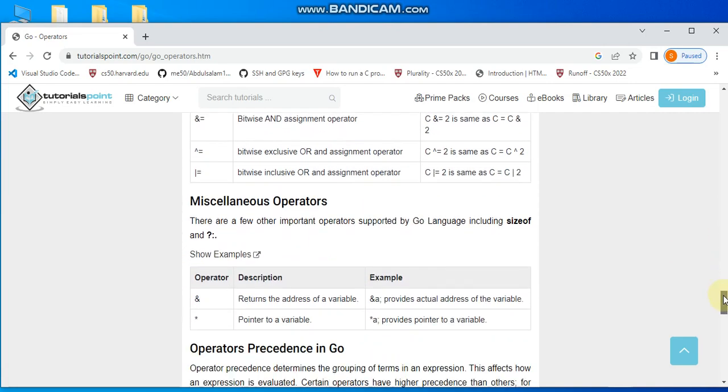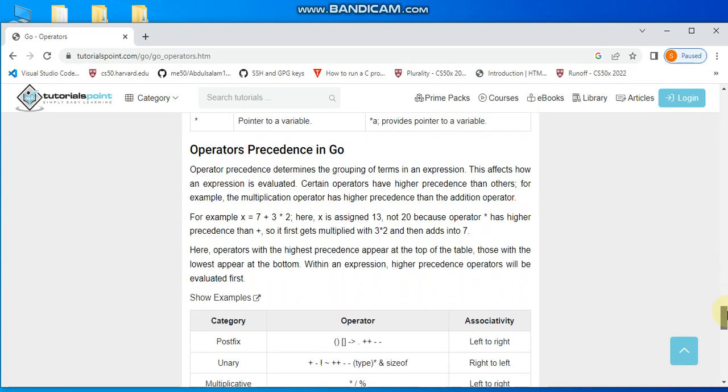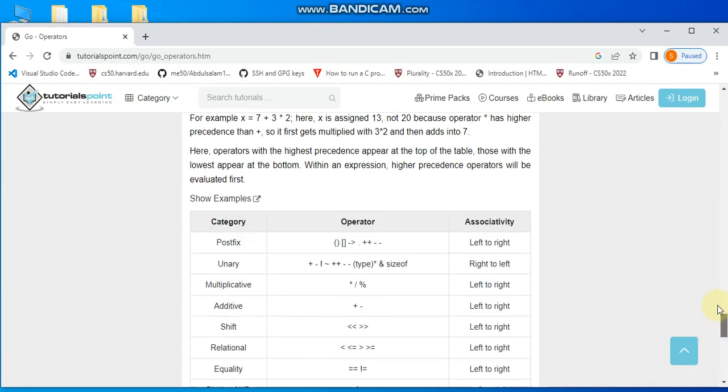We have the miscellaneous operators. These are used in pointers and memory addresses. This one returns the address of a variable. You see that when we are dealing with scanf, or when we are dealing with memory addresses. This one is a pointer to a variable. So if I use ampersand before a variable name, it provides the actual address of the variable, whereas if I use asterisk before a variable name, it provides a pointer to a variable. So that is about operators. You can look up operator precedence and other things on the internet.